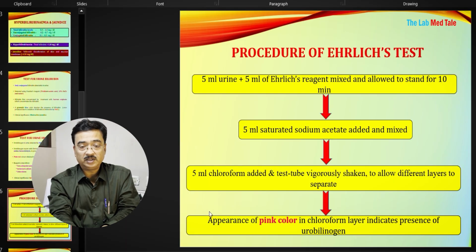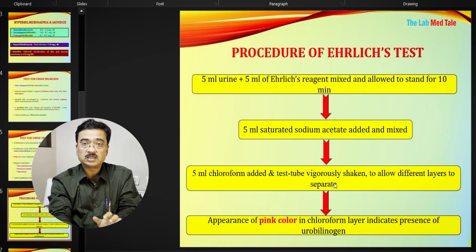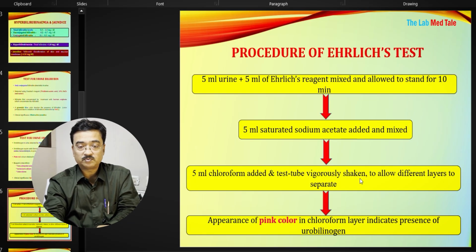Take 5 ml urine with Ehrlich's reagent, mix and allow to stand for 10 minutes. Then 5 ml saturated sodium acetate is added and mixed. Then 5 ml chloroform is added and shaken vigorously. You will get a pink color formation, which proves positive for urobilinogen.